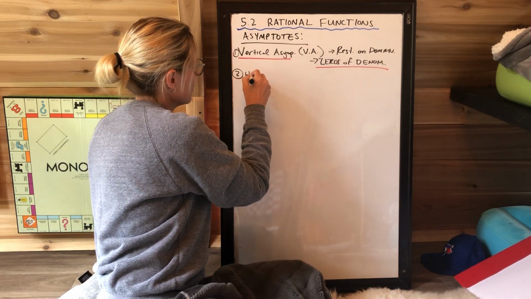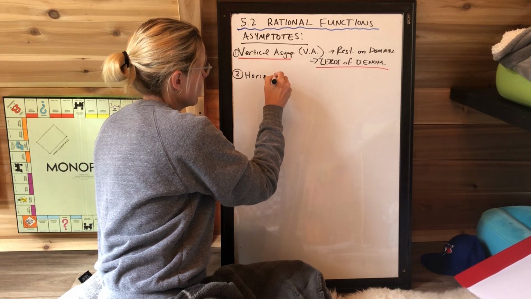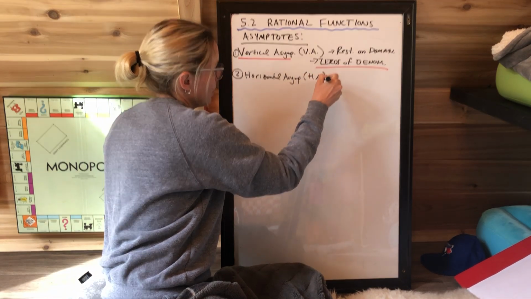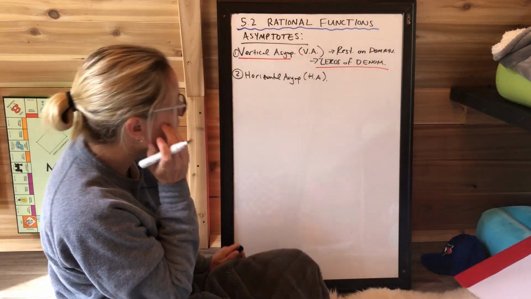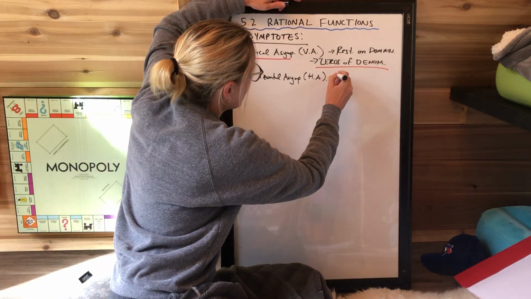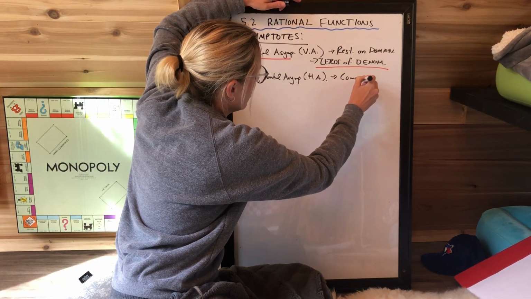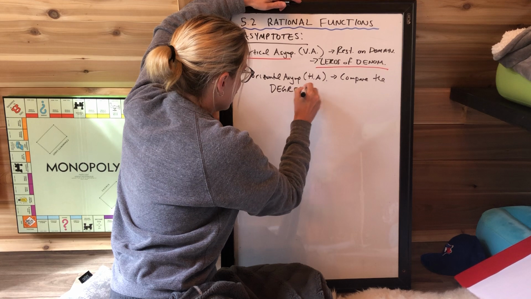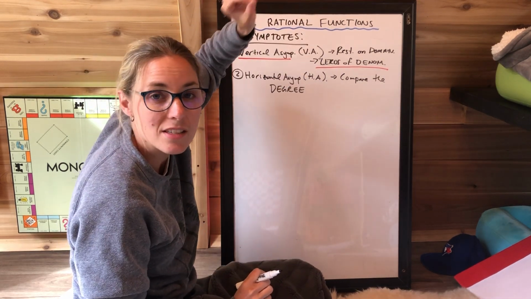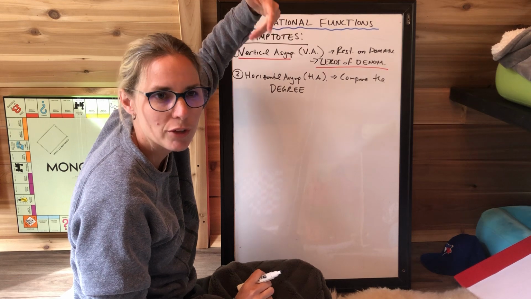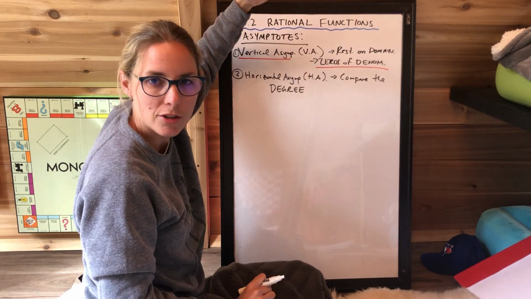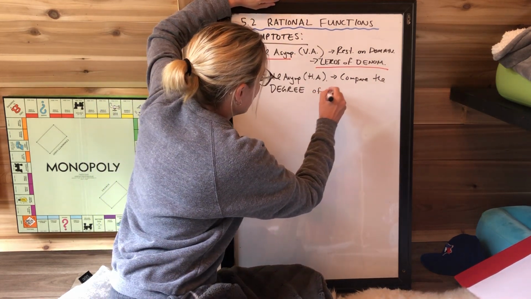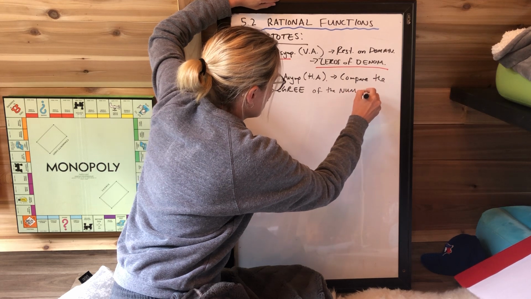Horizontal asymptotes, which, surprise, surprise, I'm going to call HA, have a little bit of a different feel to them. In order to find a horizontal asymptote, you are going to compare the degree. Do you remember what degree means? The degree is the highest exponent on your x value. So if you have a cubic function, it's degree 3. If you have a quintic function, it's degree 5. Quadratic, degree 2. So you're going to compare the degree of the numerator and the denominator.